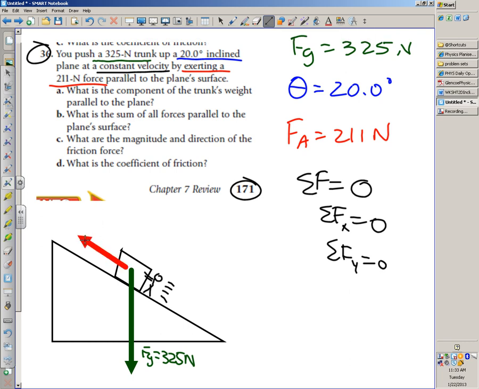So there's our applied force. And we know that our applied force is 211 newtons. What else did they give us to work with? Actually, they didn't really give us much, but there are some other things that we can assume here. What other force do we know is going to have to go on here?